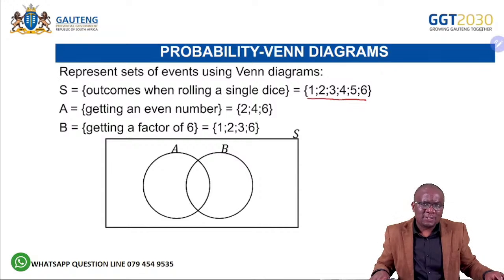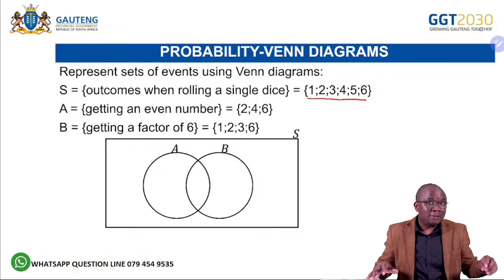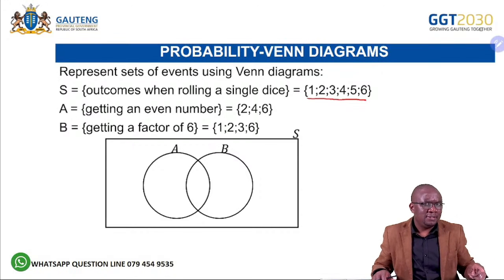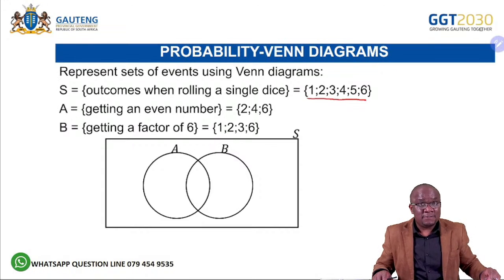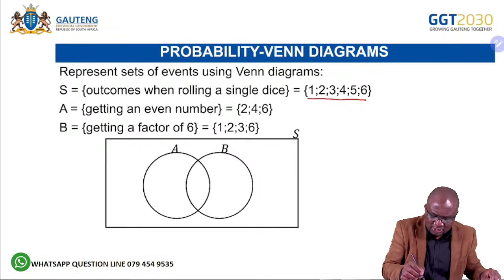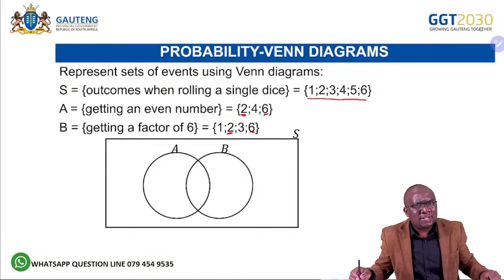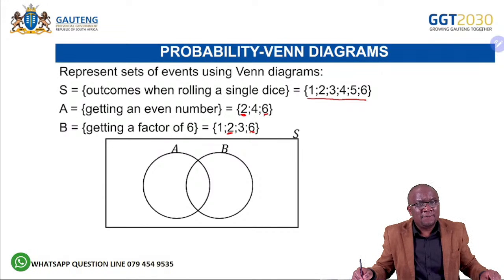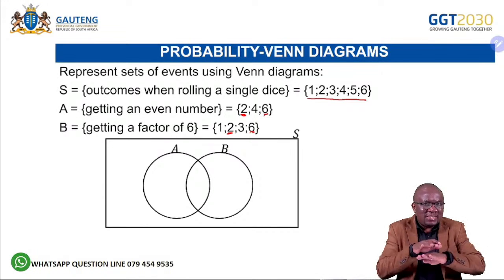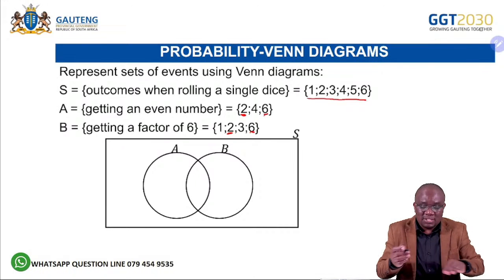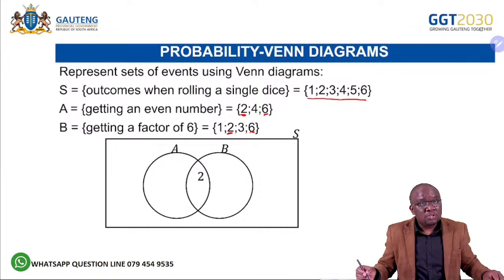Do we have outcomes that are common, that are found in event A and event B, in capital letters? Do we have such outcomes? Yes. 2 is there, 2 is there. Then 6 is there, 6 is there. So where do we write these outcomes? If you check on the Venn diagram, at the intersection where the two events overlap, because these two outcomes are found in both events. So we have 2 there and 6.